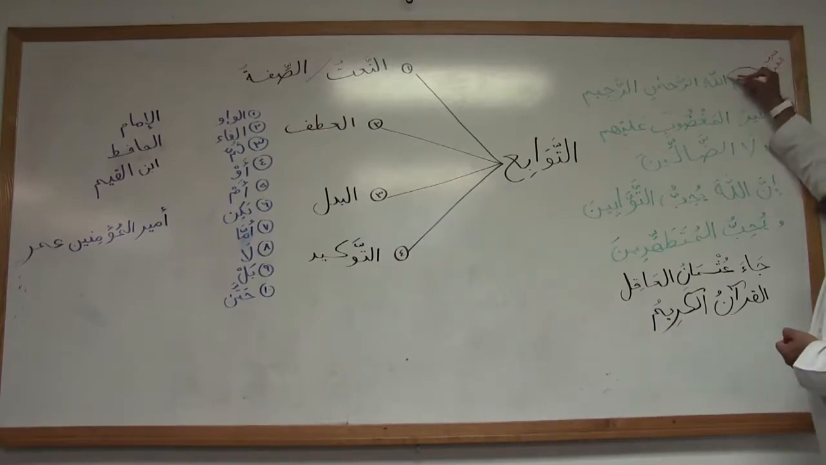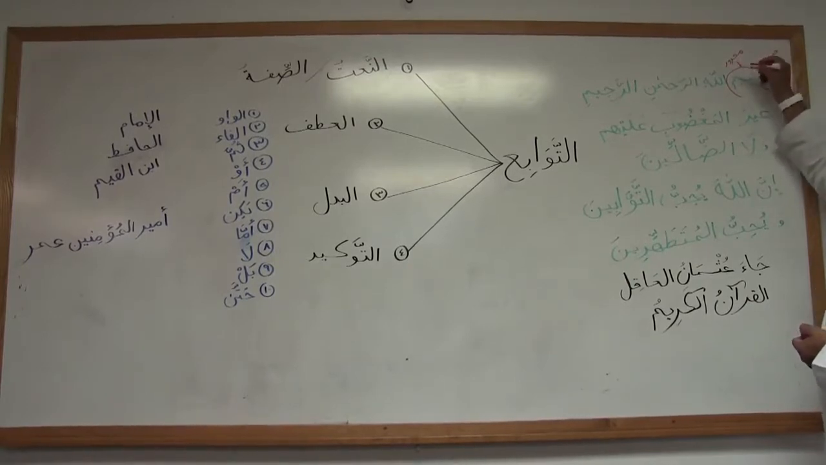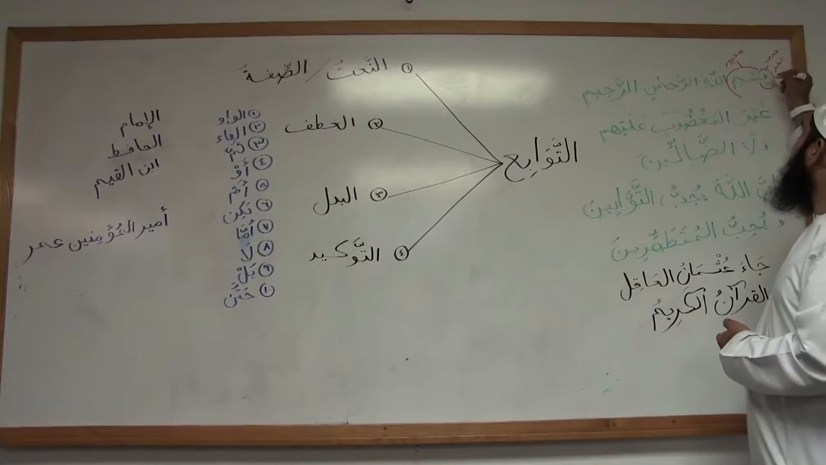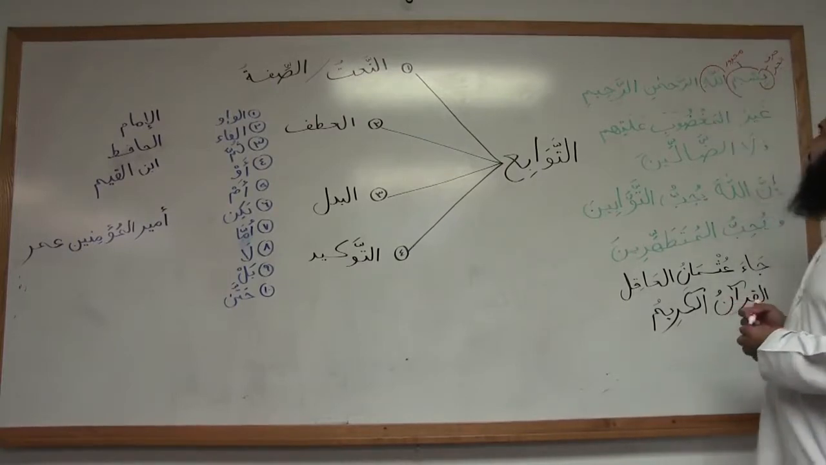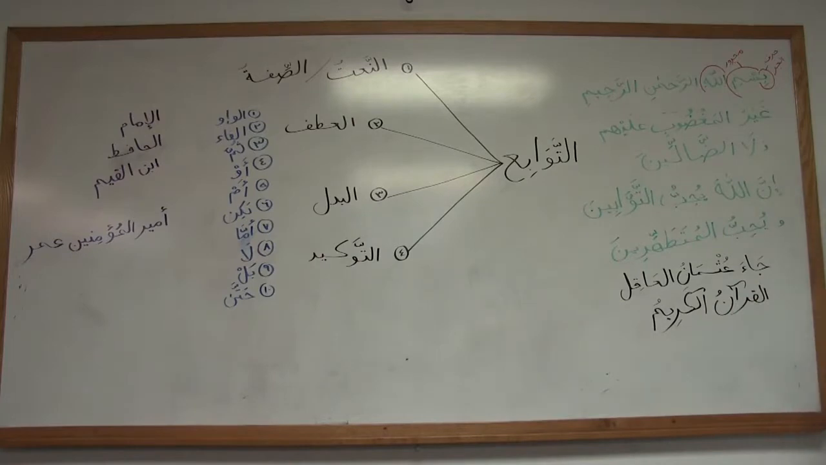Ism, and the alif is dropped here, is majroor. Excellent. Tayyib. Now, the ism Allah. Now what is this? This is mudaf ilayh. Everybody agree with that? And why is it مضاف إليه?